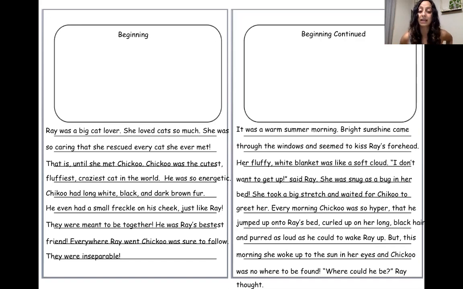Ray was a big cat lover. She loved cats so much. She was so caring that she rescued every cat she ever met. That is, until she met Chiku. Chiku was the cutest, fluffiest, craziest cat in the world. He was so energetic. Chiku had long white, black, and dark brown fur. He even had a small freckle on his cheek, just like Ray. They were meant to be together. He was Ray's bestest friend. Everywhere Ray went, Chiku was sure to follow.